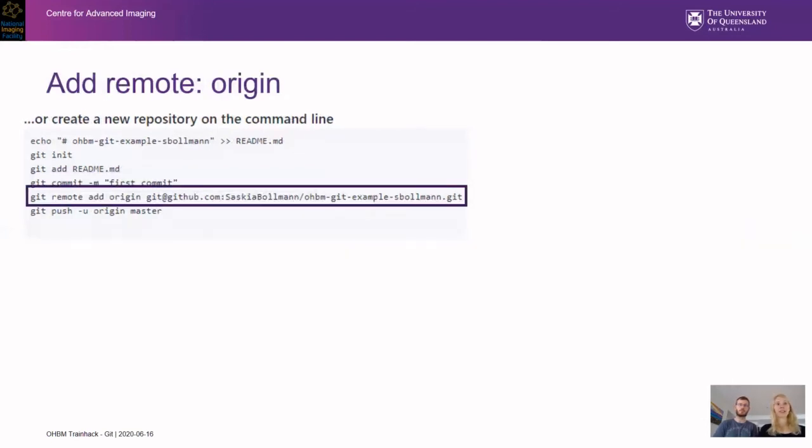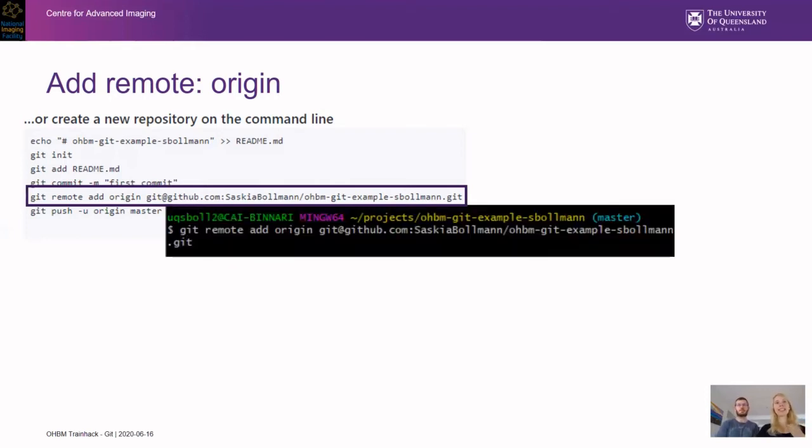And now we have to add the remote to our repository. So remember, in the first step, we cloned the repository from GitHub, so the remote repository to our local hard drive, and that automatically creates that link. We haven't done that here. We have initialized our repository locally, so we have to add the remote now also manually.